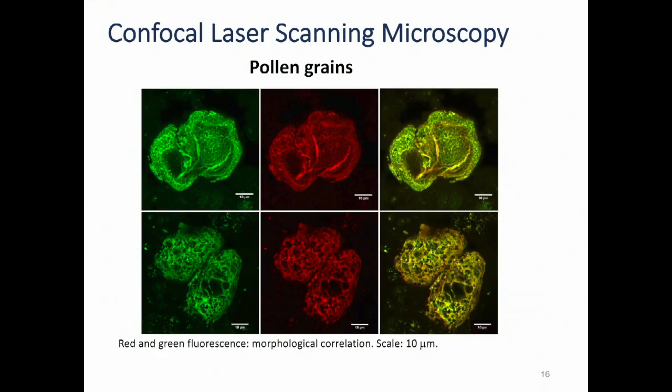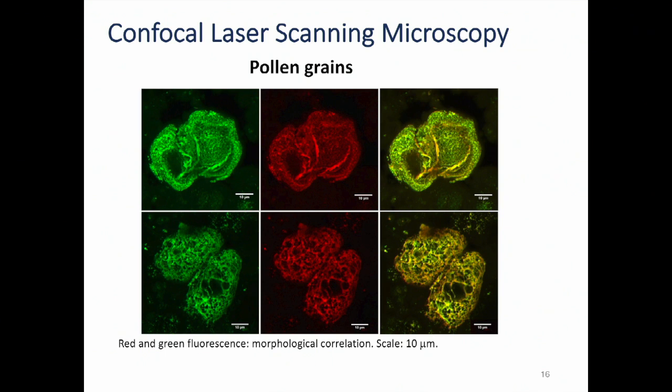For the pollen grains, we can also see in very good detail the structure of the cell wall of the pollens, both on the green channel and on the red channel, and we can show that these are really from kerogen because they appear at the same places.